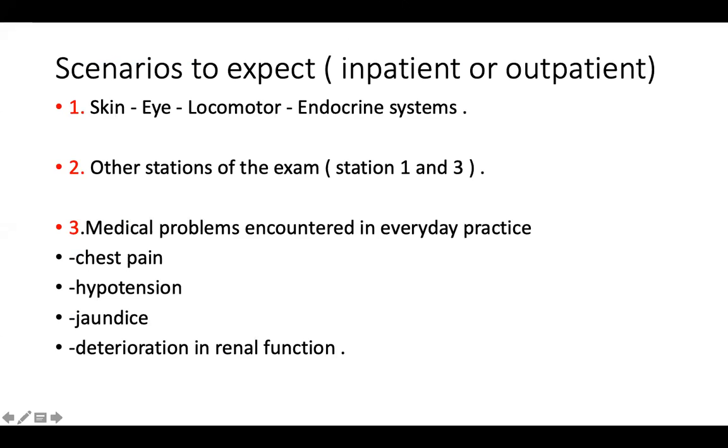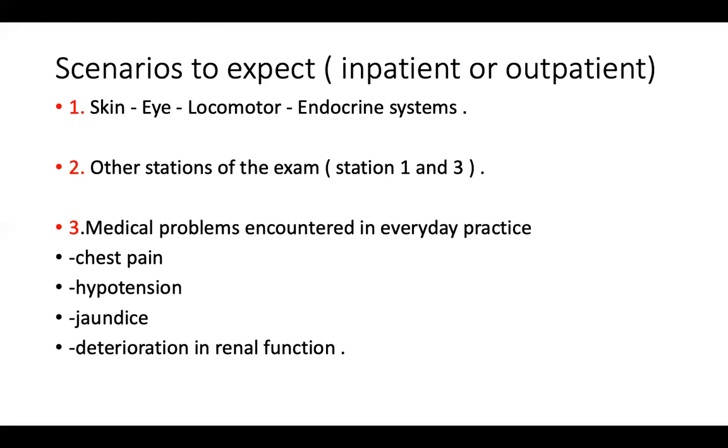So scenarios to expect in station 5 are basically you may get an inpatient. In the referral letter, you may get an outpatient referred to you, or the patient may be admitted already, so he is an inpatient. The difference is that the inpatient may have a chart beside the bed. You may need to take a look at the vital signs and the drug list. If it was an outpatient, then there is no drug chart or any vital signs chart.